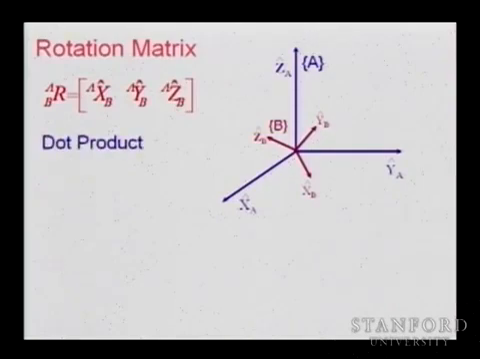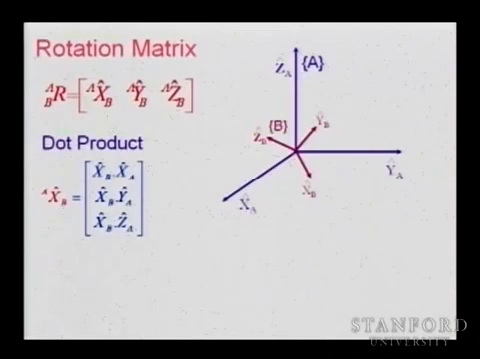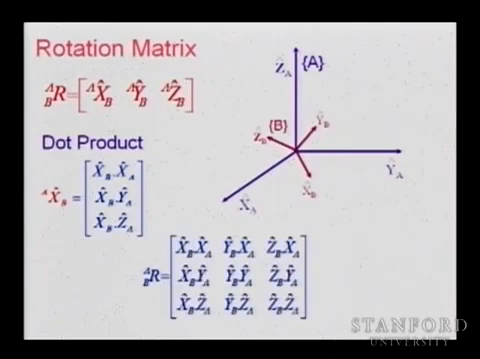So how do you obtain xb in A? How do you obtain the components of xb in frame A? You just do the dot product. So if you do the dot product of xb with x, y, and z, you will obtain xb in A. Right? You agree? Good. Which means the rotation matrix is essentially the dot products of xb with x, y, and z, yb with x, y, and z, zb with x, y, and z. Right?